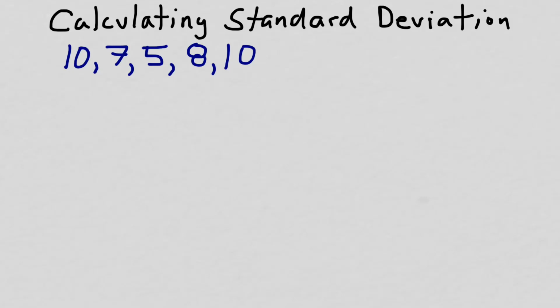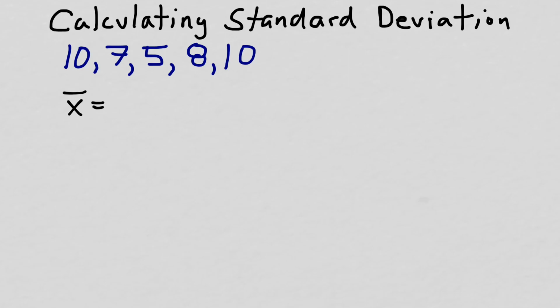In this video, we're going to take a look at how to calculate standard deviation by hand for a small data set. In practice, you'll be able to calculate standard deviation with a calculator. So the first thing we need to do, standard deviation means standard deviation from the mean. So we need to find the mean of the data.